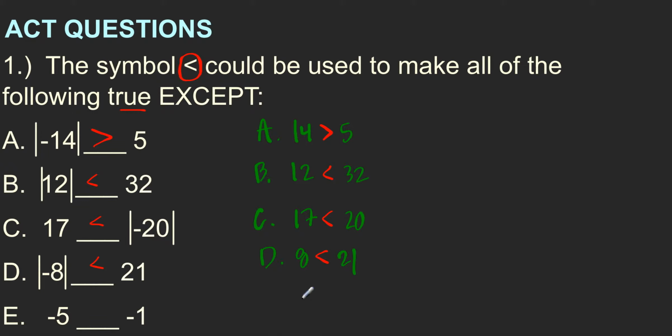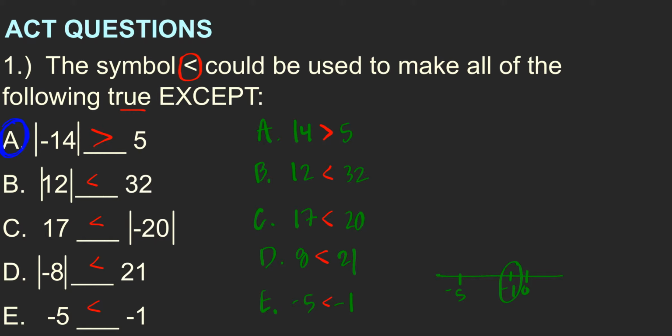And lastly, let's check E. We're comparing negative 5 to negative 1. If you need your number line, remember negative 1 is closer to 0, so that makes negative 1 bigger. That means negative 5 is less than negative 1. So the less than sign holds true for answer choices B, C, D, and E. Our answer is A, because it does not hold true for answer choice A.